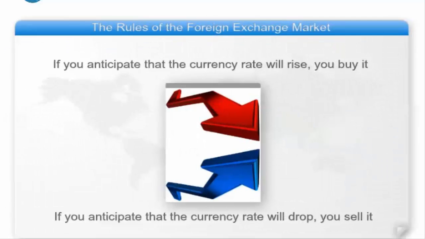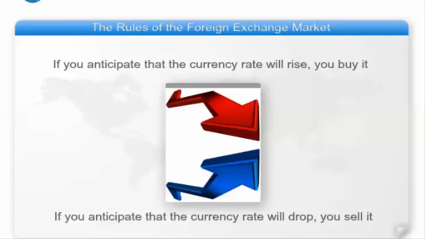Now let's look at this in terms of the Forex market. If you expect the exchange rate of a currency to rise, you're going to buy it. If you expect the exchange rate of a currency to drop, you're going to sell it. The sum which you profit or lose depends on the volume of the transaction which you perform. The greater the transaction is, the more you can profit, but you're going to take on a greater risk. And the smaller the transaction is, the smaller the profit will be, but you'll have taken on a smaller risk.